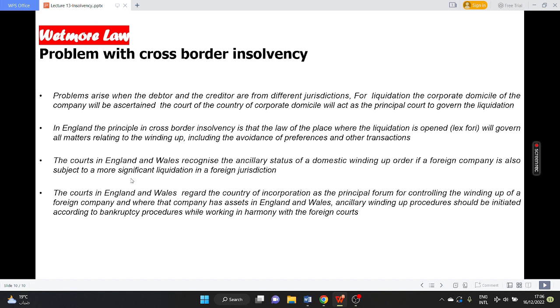The courts in England and Wales recognize the ancillary status of a domestic winding up order if a foreign company is also subject to a more significant liquidation in a foreign jurisdiction. The courts in England and Wales regard the country of incorporation as the principal forum for controlling the winding up of a foreign company. And where that company has assets in England and Wales, ancillary winding up procedures should be initiated according to bankruptcy procedures while working in harmony with the foreign courts.